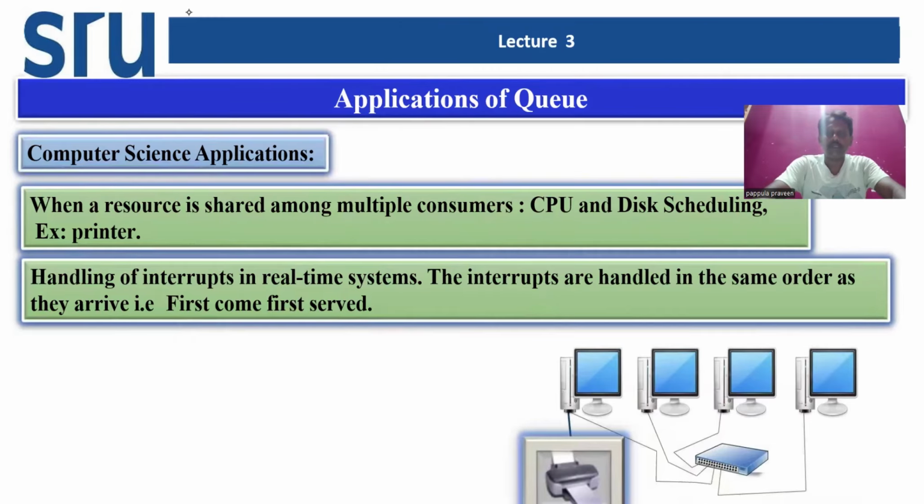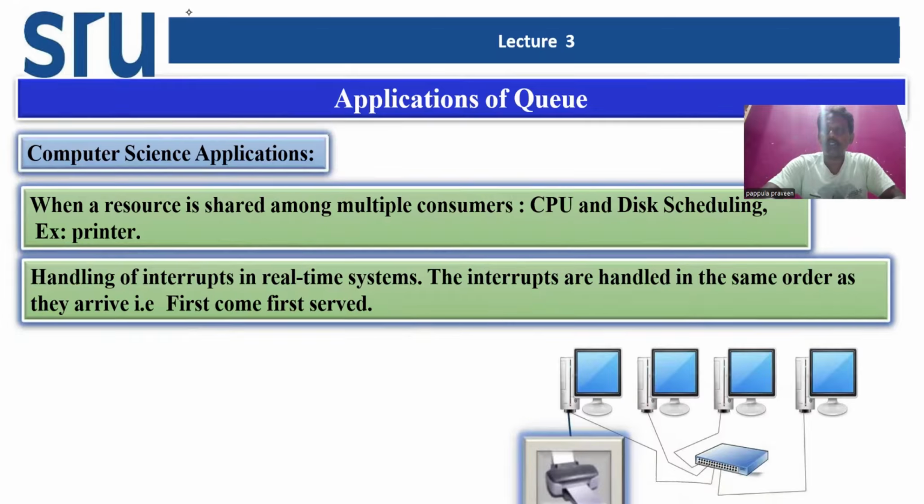And next is computer science. That was a general discussion, but where do we use the queue concept in computer science? When a resource is shared among multiple consumers: CPU scheduling, disk scheduling, and printers. In CPU scheduling, we have two types: one is preemptive scheduling, another is non-preemptive scheduling.